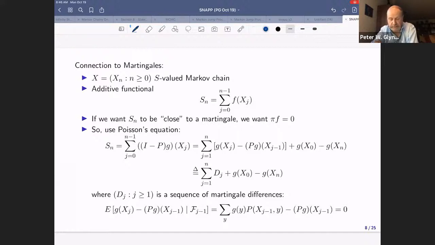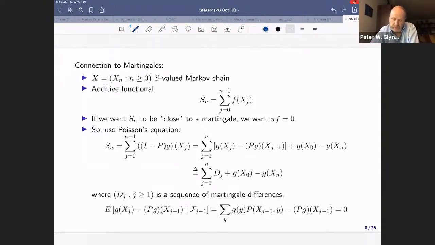So again, let's imagine that we have a finite state, S-valued Markov chain. The state of the Markov chain at time n is given by X_n. Now we're going to think about a simple additive functional of the Markov chain. So imagine that we're summing up rewards over time. f of x is the reward earned in state x. So f of X_j then is the random reward earned by the Markov chain at time j. And now S_n is going to be summing up all of the rewards from time 0 to time n minus 1, so there are n summands in S_n.